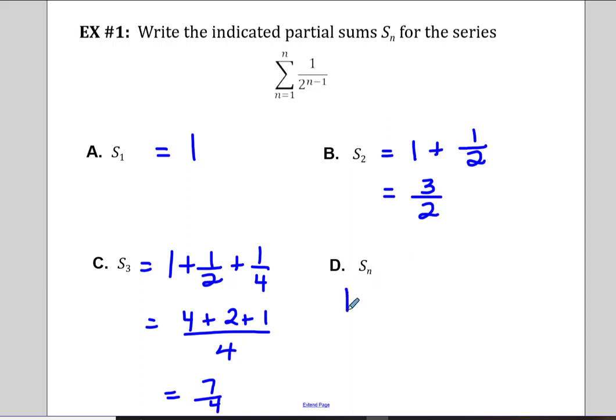And then our nth term would be 1 plus 1/2 plus 1/4 plus 1/8 plus 1 over 2 to the n minus 1 power.